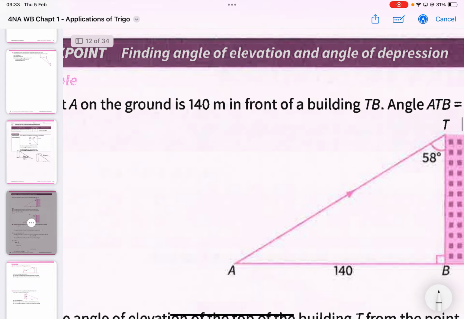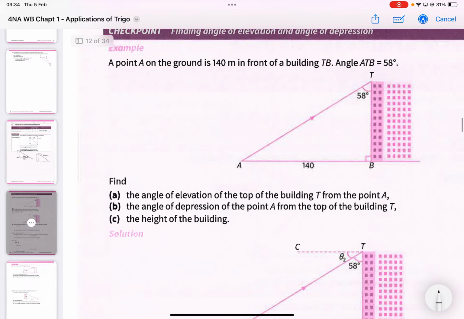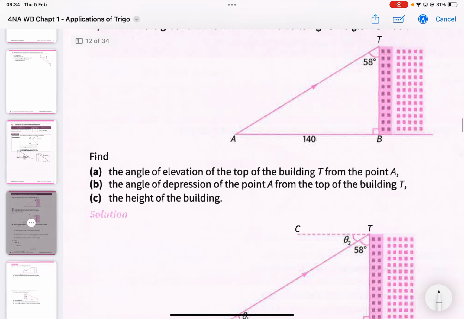Most of the time we will be using Soh Cah Toa. So let us take a look at this example first. Angle of elevation, the first one, the top one. Angle of elevation of the top of the building, T, from the point A. They want you to know the angle, this angle here. This is the angle of elevation.